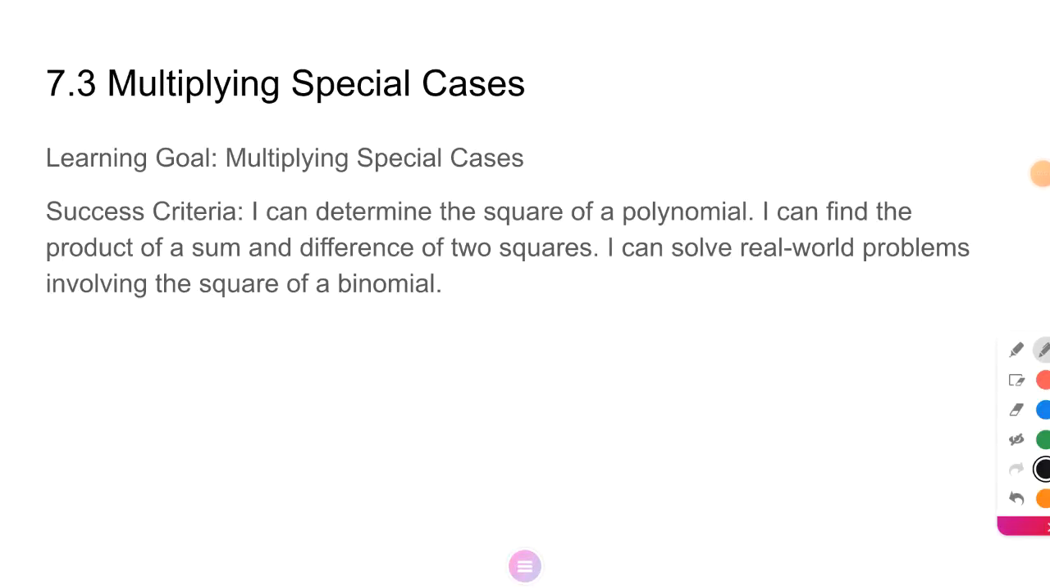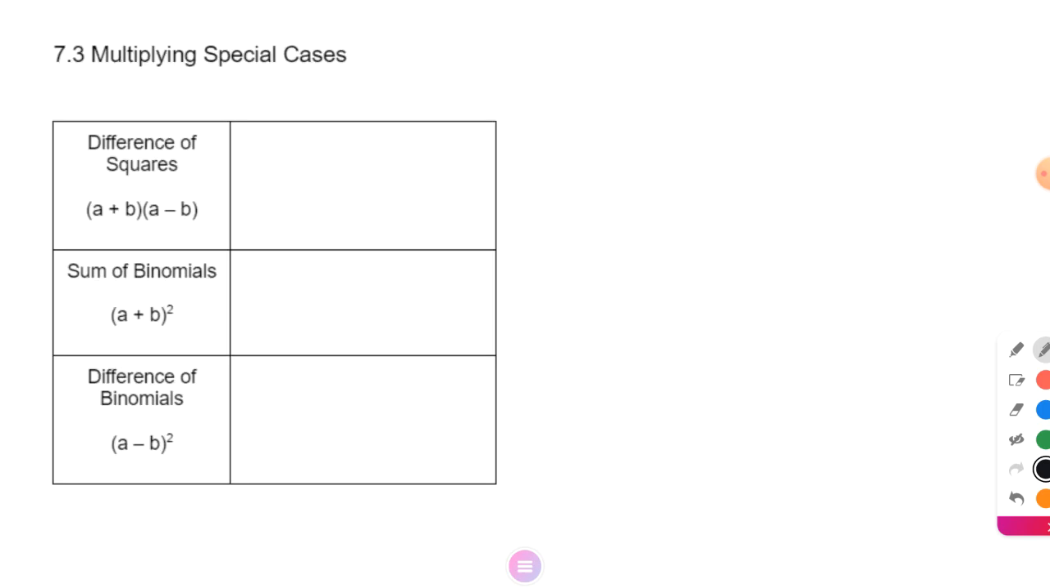All right, today we're getting into multiplying special cases. So I can determine the square of a polynomial. I can find the product of a sum and difference of two squares. And I can solve real-world problems involving the square of a binomial, so the square of a two-term idea.